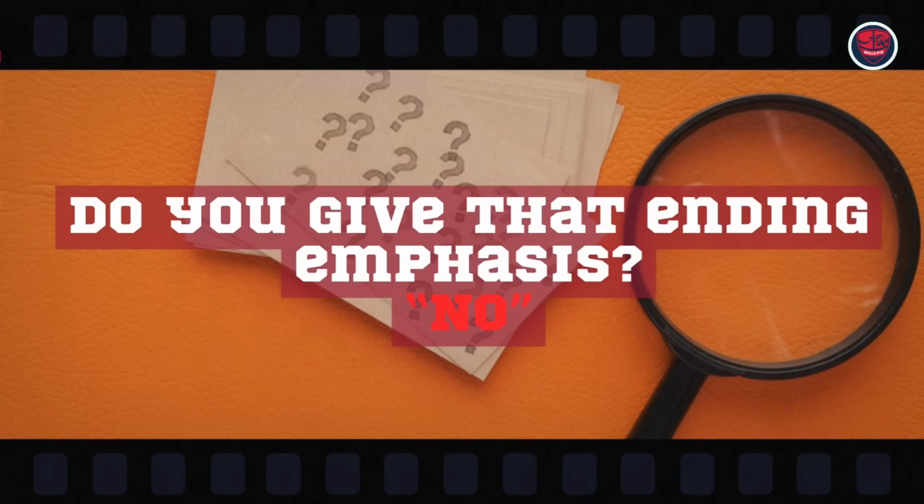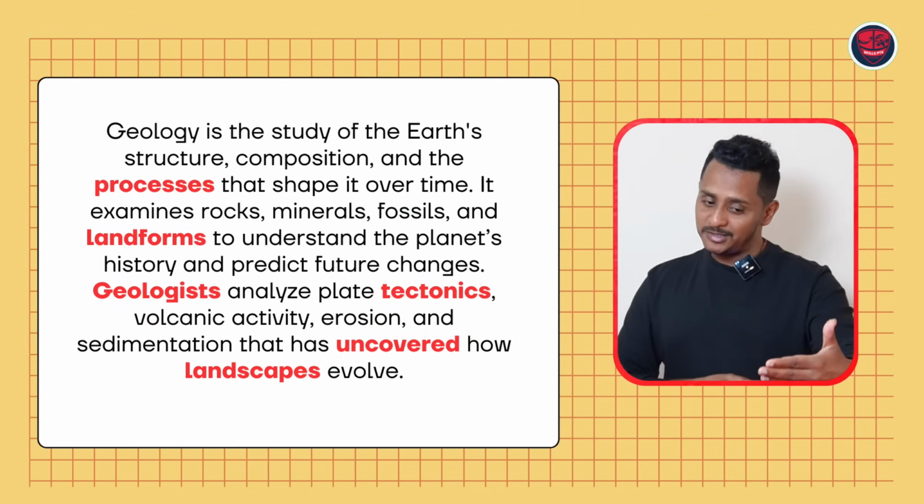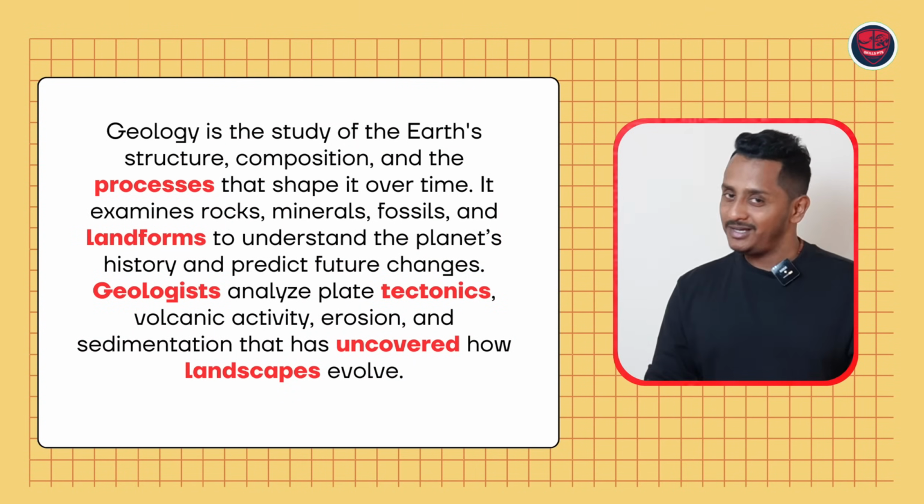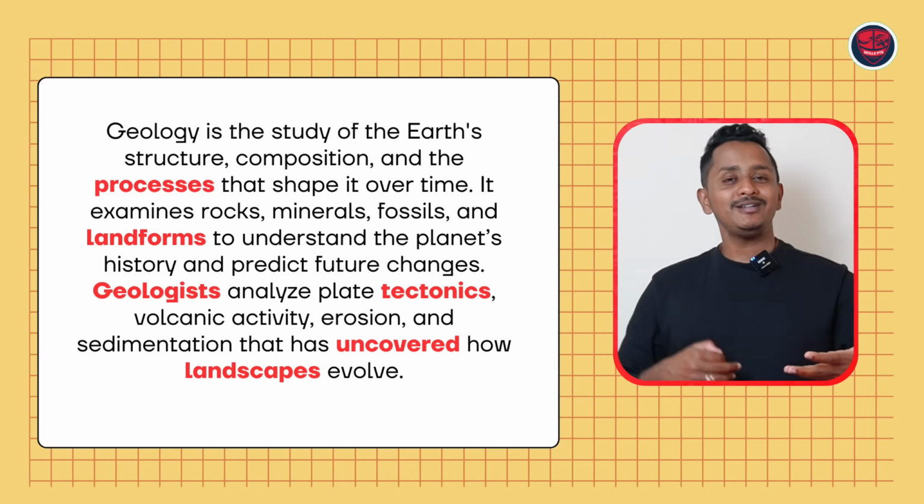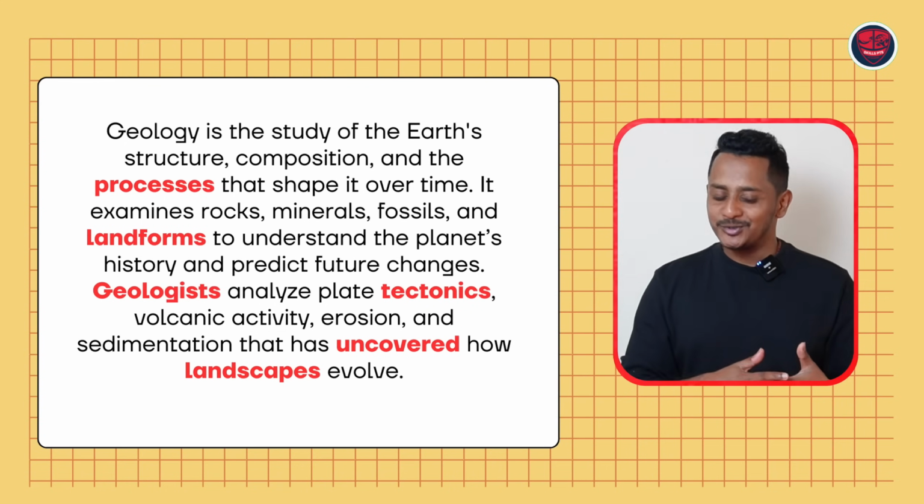But when you speak naturally, do you give that ending emphasis? Of course not. So the hidden feature here is you just have to speak as if S is not there, as if ED is not there, as if you're speaking naturally to a friend. For instance, with this same paragraph, let me first show the wrong version of how people end up speaking, and then I'll help you with the correct version too.